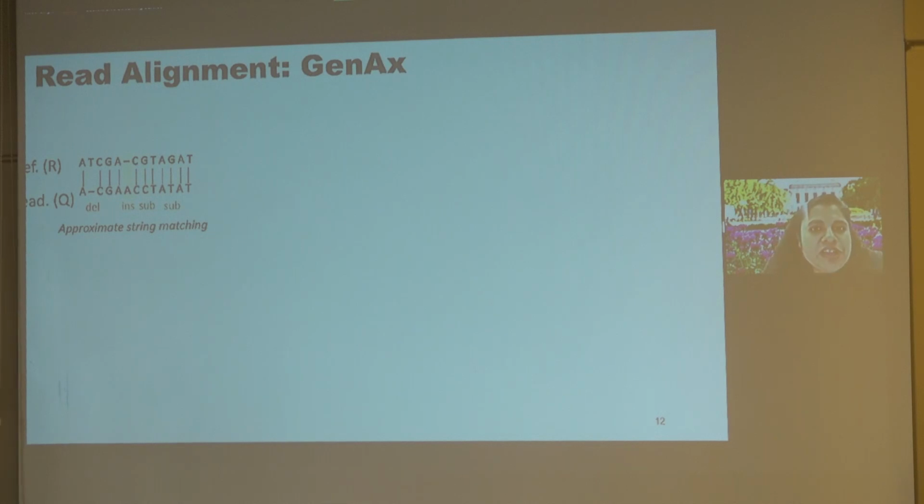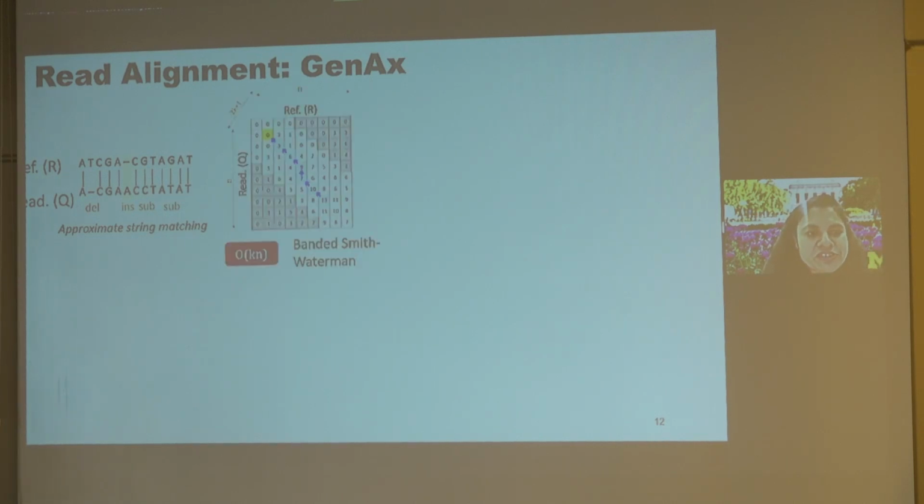So the first work I'll talk about today is GenAx. This focuses on, once you have figured out the location on the genome where this read would approximately align to, we do an approximate string matching step. And what is state of the art today is some variation of Banded Smith-Waterman. That's what most software implements, with different scoring functions.